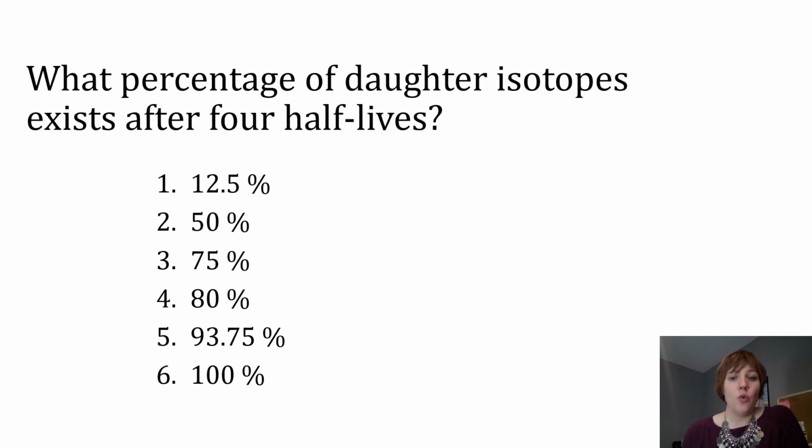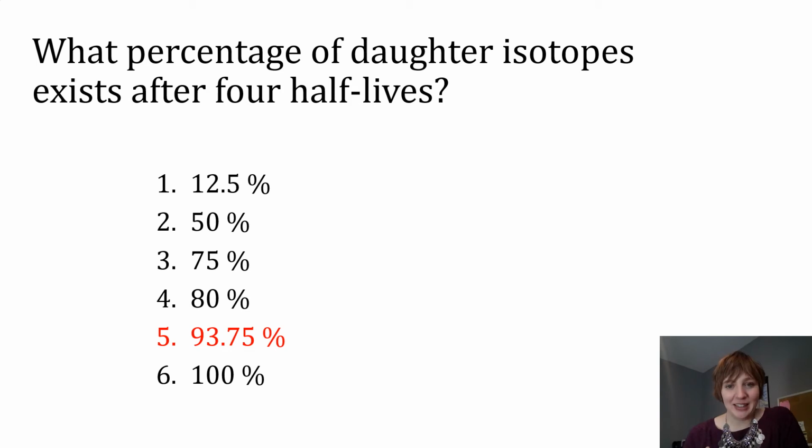All right, what percentage of daughter isotopes exist after 4 half-lives? Hopefully you're starting to get this. Now for me personally, I find it just easier to think about the parent. So if I step through 4 half-lives of parent, that would be 50%, 25%, 12.5%, and then what, 6.25 or so, okay?